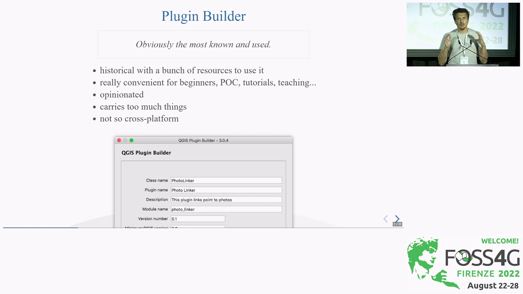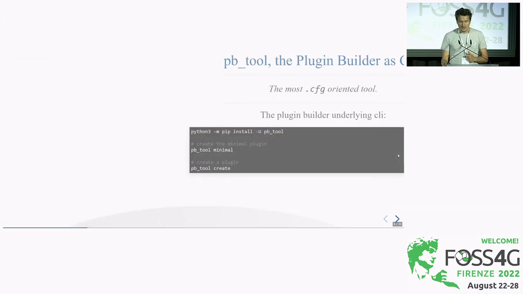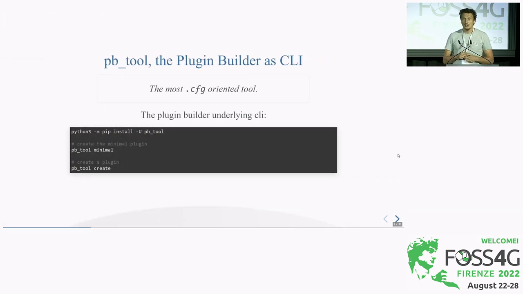So we needed a development tool chain fully compatible with those operating systems. The third tool we considered is pb_tool. It's a CLI, a command line interface, underlying the plugin builder. It's a configuration-oriented tool with a pb_tool.cfg file, where inside there is everything you want to manage your QGIS development workflow.